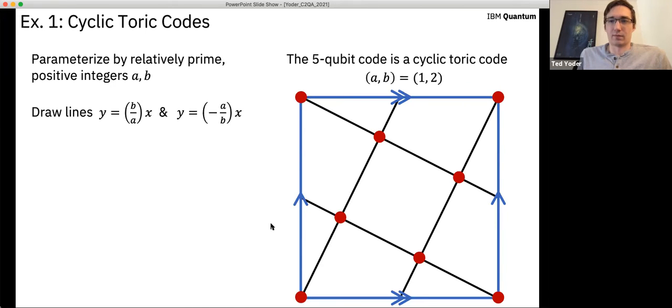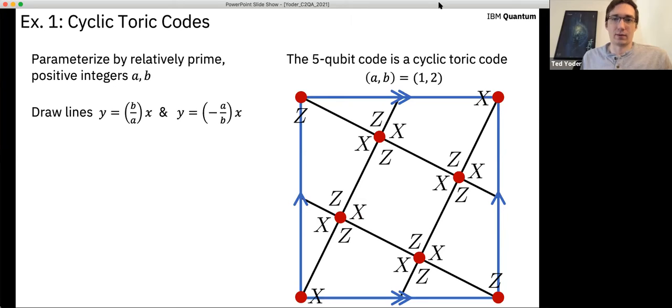On this square with opposite sides identified. So for instance, in the case a and b equal 1 and 2, you draw a line with slope 2. Eventually it hits the edge of the square and comes back around. And you draw the line with slope -1/2. And eventually that hits the edge and comes back around. And this will make some graph on the torus for you.